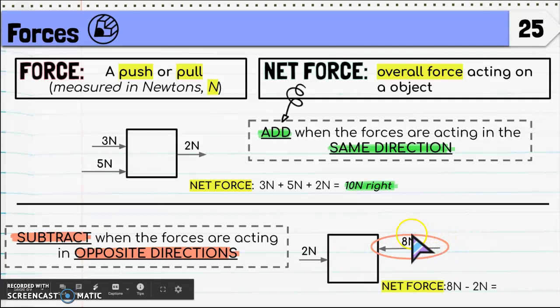I'm going to take this bigger number first. So I have 8 newtons minus 2 newtons, which gives us 6 newtons total. And since this is the larger force, the way that this arrow is pointing is the direction the object will move. So this arrow is pointing to the left, so that's why our answer is 6 newtons to the left.